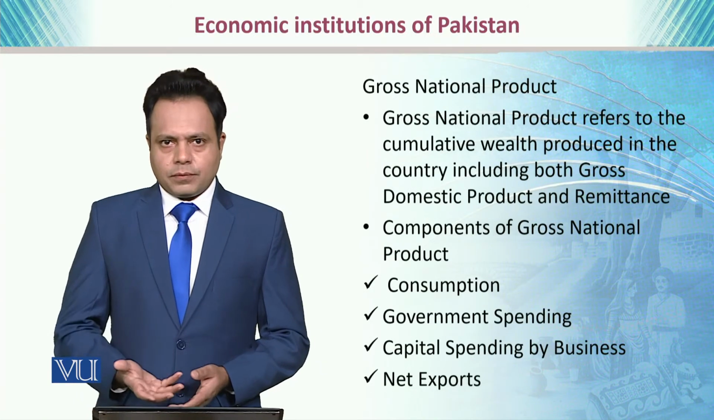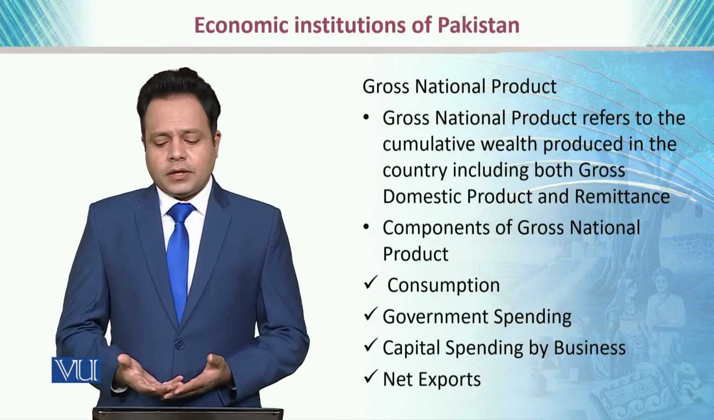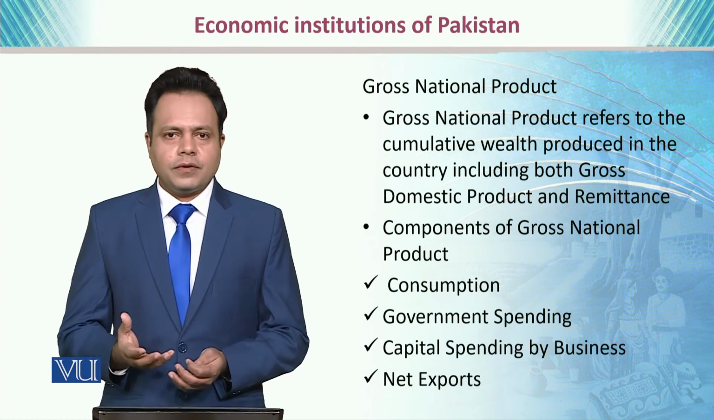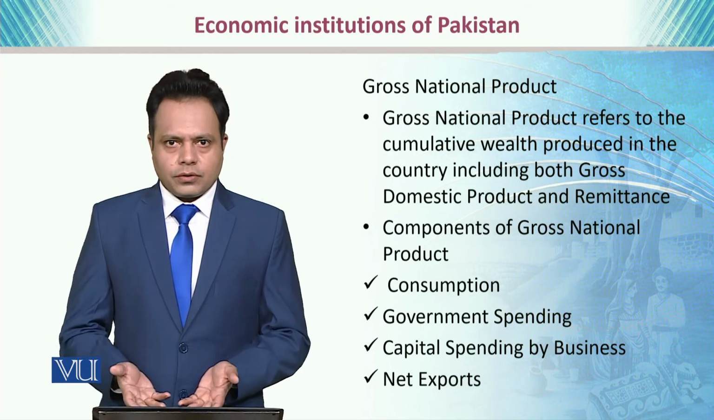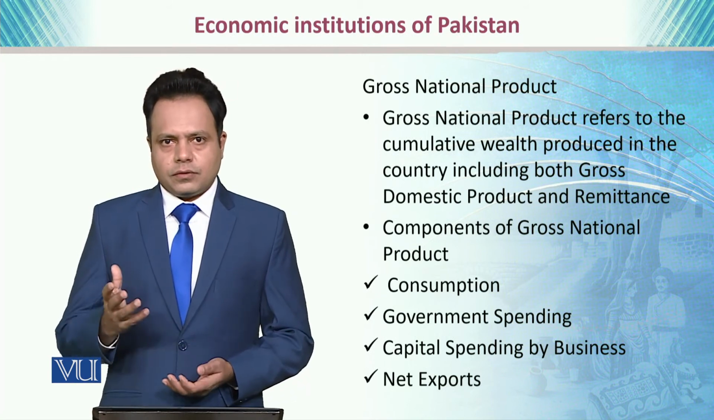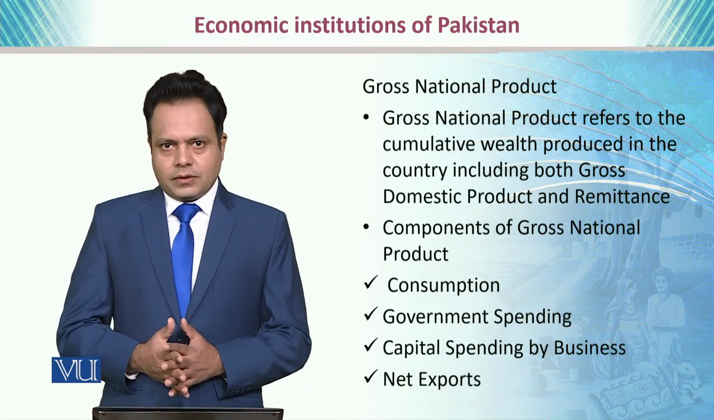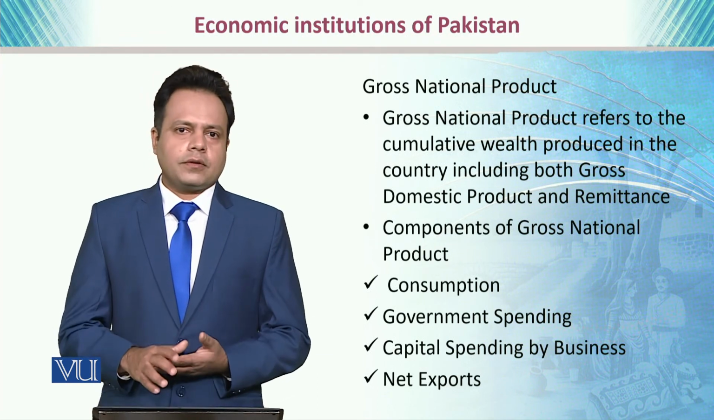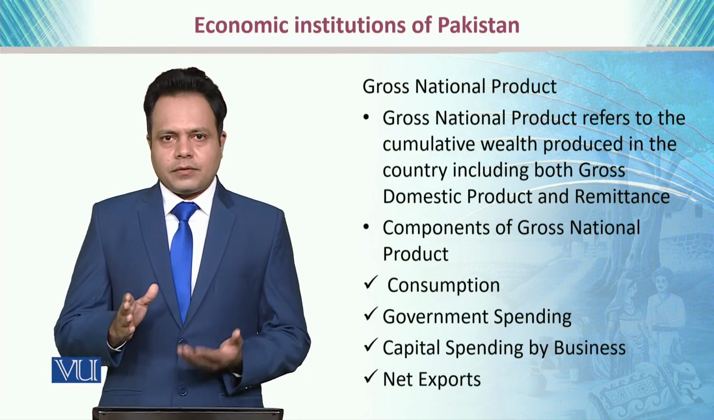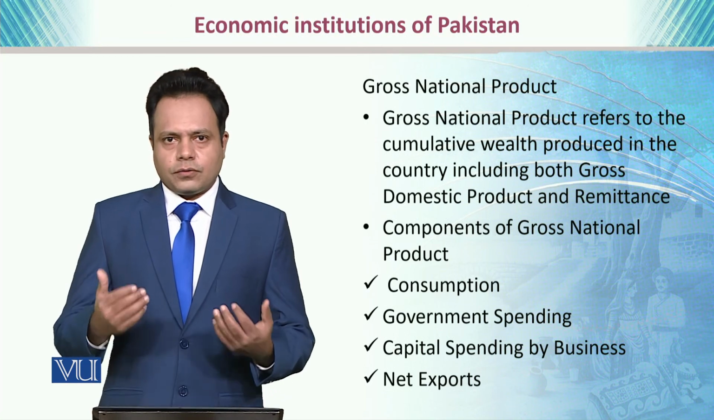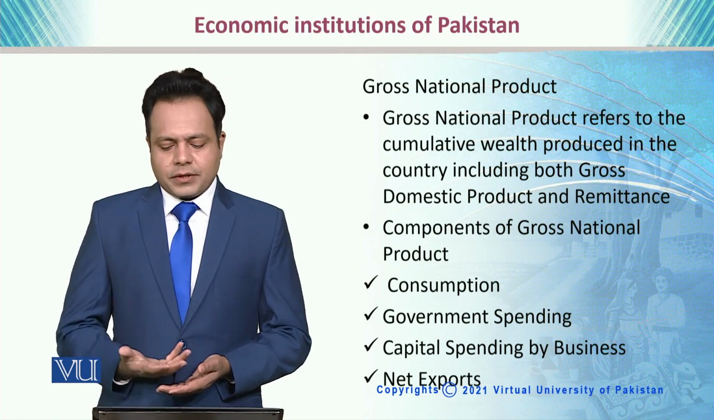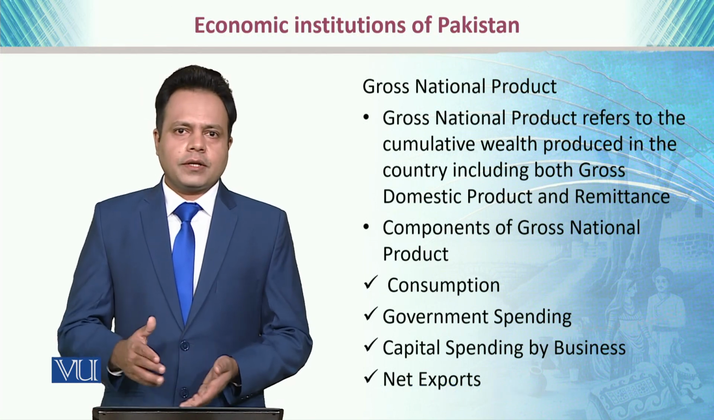So then we have the gross national product. It is the cumulative wealth produced in the country, including both the gross domestic product as well as the remittances that we receive from our workers who are going abroad to work and send money to Pakistan. And the components which define the gross national product include the total consumption, whatever is being consumed in the country, and then government's total spending on different developmental projects, or maybe on the salary section, as well as the debts to be paid to the countries from where we have borrowed the money. And then the capital spending by the business, as well as the net exports as compared to the imports.